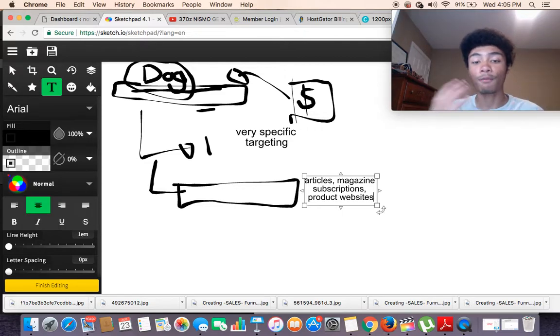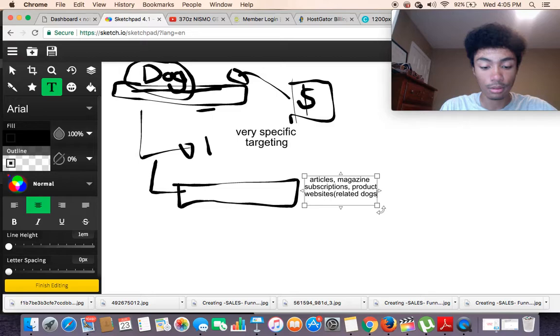What you want to avoid is targeting places like Amazon, eBay, and all those other sites. People do buy dog products off of those websites. However, you've got to think about all the millions upon millions of other products that are on there, so you don't want to target those people. You want to only target people that are interested in buying dog products. So all these things have to be related to dogs only.